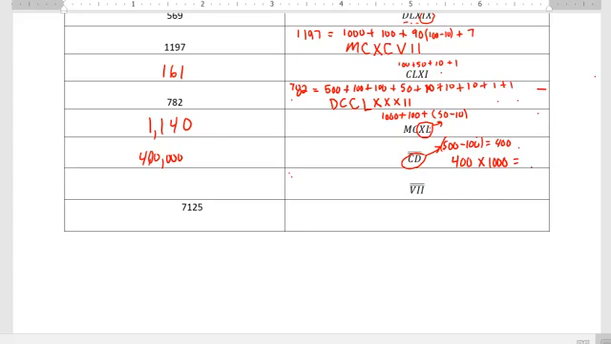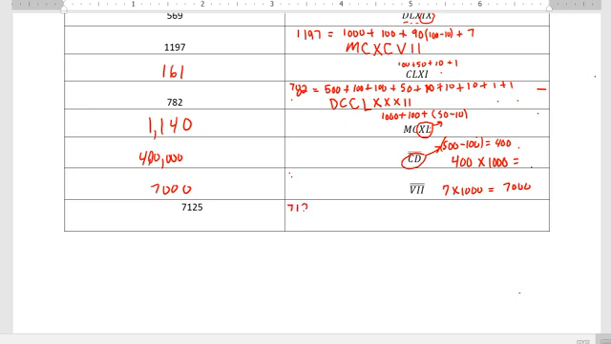Okay, let's try the next example. Here we have V, which is 5, II, 7. So this is 7 times the double bars mean to multiply by 1000. So my answer is 7000.